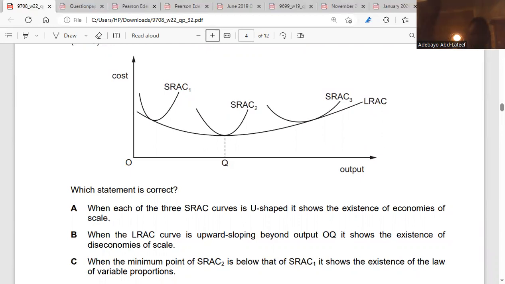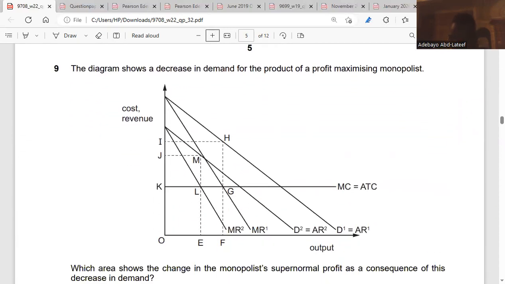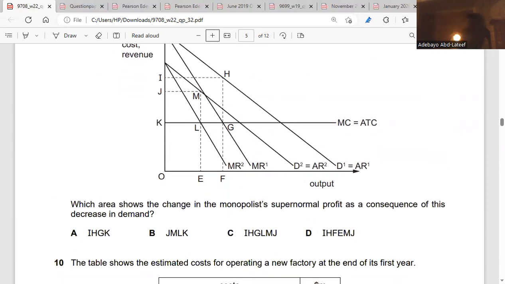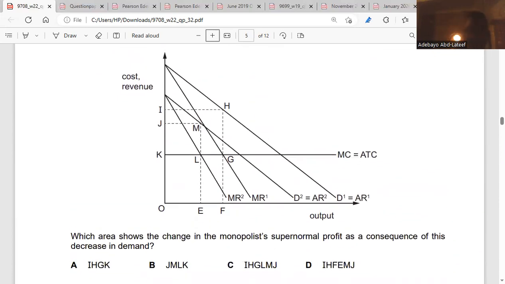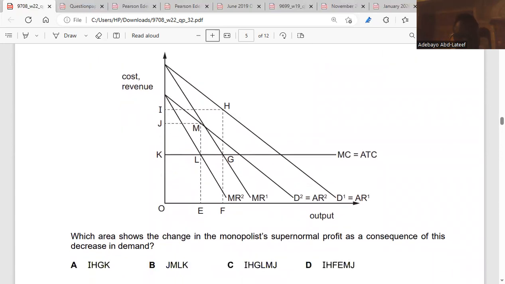That's why it is U-shaped. So question 9. Question 8 is B, I said that. For 9, the diagram shows a decrease in demand for the product of a profit-maximizing monopolist. Which area shows the change in the monopolist's subnormal profit as a consequence of this decrease in demand? There's a decrease in demand, so from D1 to D2, that's the first point. Look at the graph. There's a leftward shift from D1 to D2.